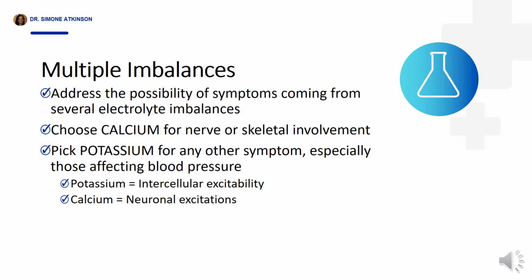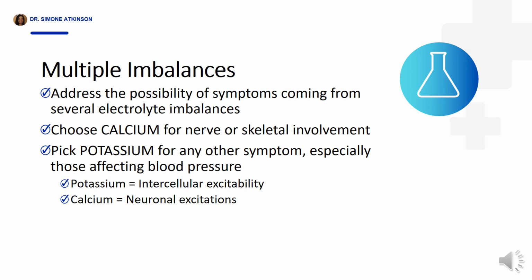So first, you want to identify the source. Acknowledge that symptoms might arise from different electrolyte imbalances, but precision is going to be key. Whenever you have nerve or skeletal muscle related symptoms that arise, focus more on calcium levels. Calcium plays a vital, critical role in the neuronal excitations and the skeletal stability.